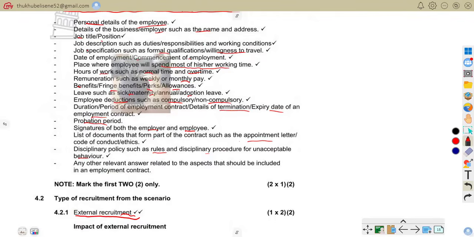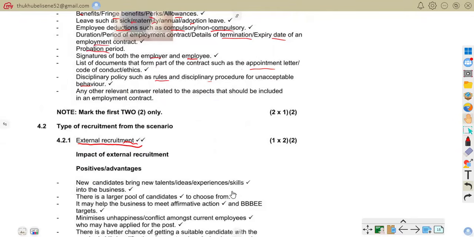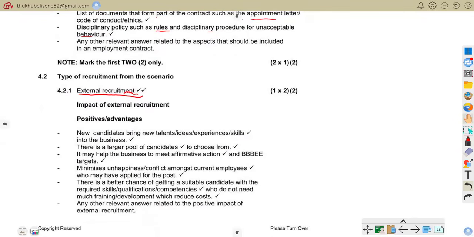So we are to discuss external recruitment. We're first going to start with the impact of this external recruitment. We are going to start with positives or advantages. As it says, new candidates bring new talents, ideas, experience or skills into the business.